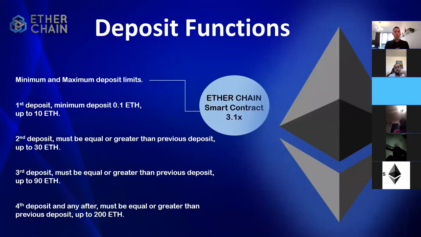Now, the deposit functions, we have a minimum and a maximum deposit limit to increase the sustainability of this project for a long time. Now, the first deposit is a minimum of 0.1 up to 10 Ethereum. The second deposit needs to be equal or greater than the previous up to 30 Ethereum. The third deposit needs to be equal or greater than the previous up to 90. And the fourth and any after needs to be equal or greater than the previous up to 200. So 200 would be the maximum. And basically what this means is that you can never deposit less than what you've done. If you'd made a deposit of 0.5, that is the minimum limit of entry on the next deposit. If you deposited 10, 10 is the minimum entry on the next deposit.